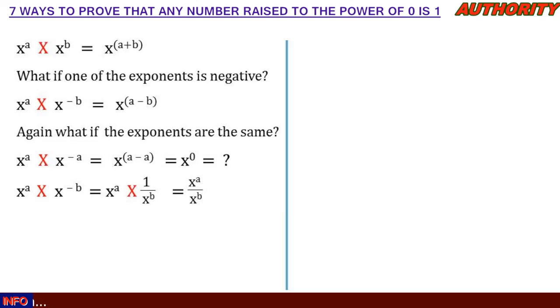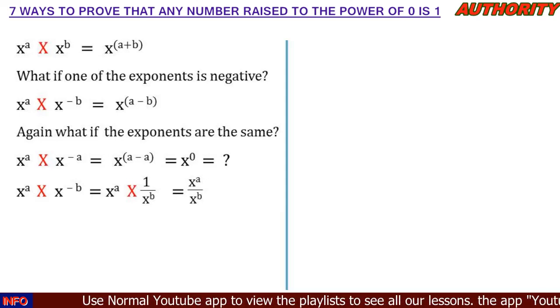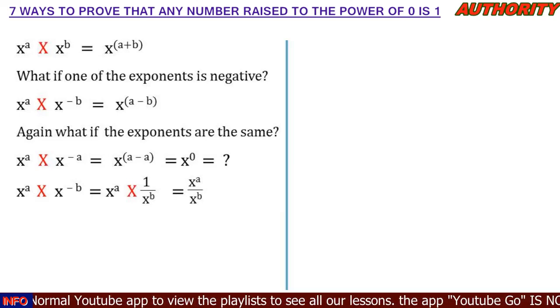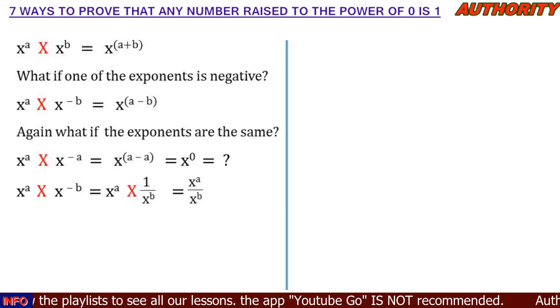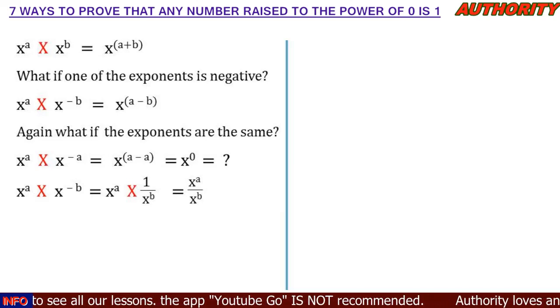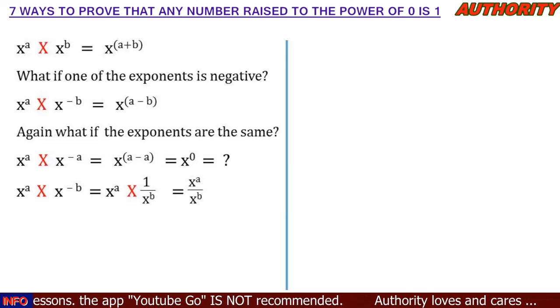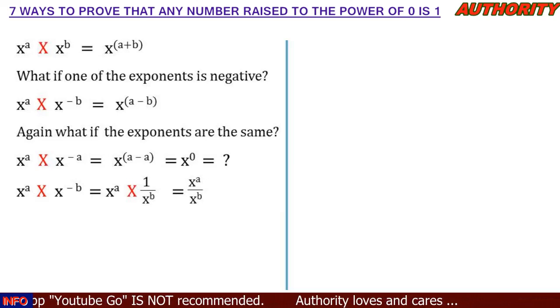What is it going to give us? We're going to have x raised to power a times... In the law of indices, when you have x raised to power minus b, this minus exponent minus b, we're going to have 1 all over x raised to power b. Is that true? Yes. So that means we're going to have x raised to power a times 1 all over x raised to power b. So when you multiply this, it's going to give you x raised to power a all over x raised to power b. Is that true?